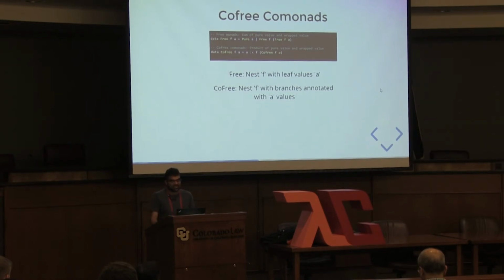One way of thinking of free is that you're wrapping applications of f with leaf values a. So while free monads are a sum of a pure value and a raft value, a Cofree comonad is a product of a pure value and a raft value. And the way you can think of this is if you have a tree of these nested f's, with each branch you're annotating it with a values.